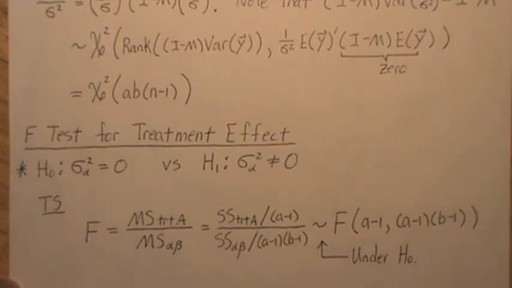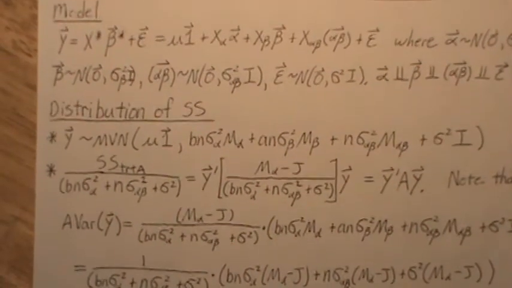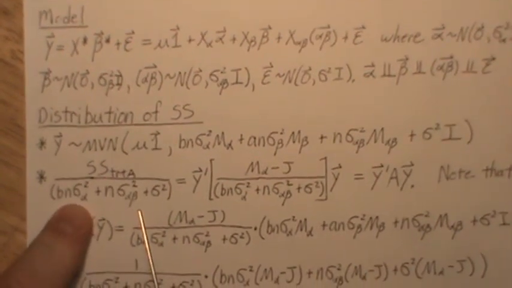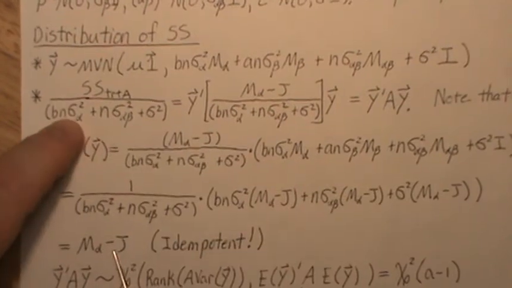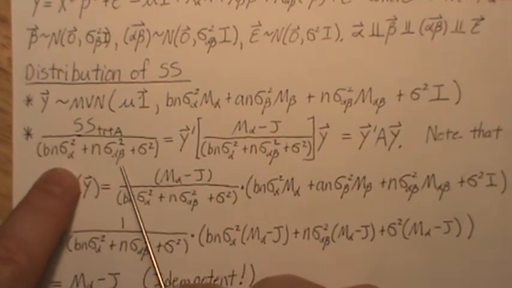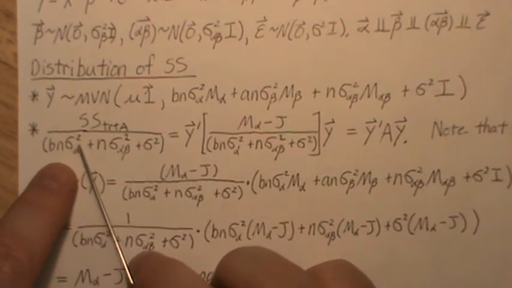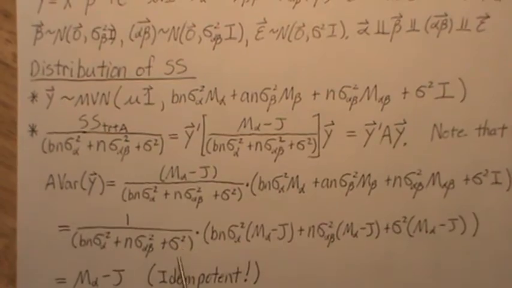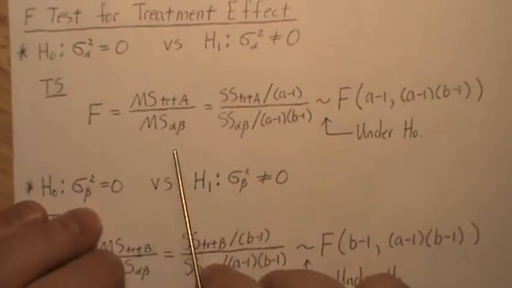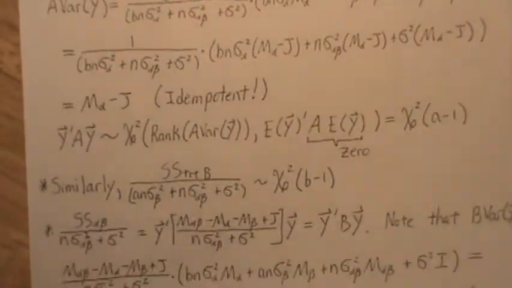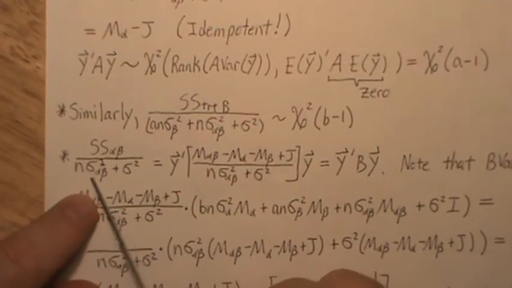But here's a little side note. Technically, for this to be a chi-square, we have to divide it by this big thing, in order for that to be a chi-square distribution with the right degrees of freedom, A minus 1. So remember this. But under the null hypothesis, this is 0. So we only have n sigma alpha beta squared plus sigma. Now the denominator, we're using the mean square for the interaction term. And so for that to be a chi-square, we need to divide it by this quantity.